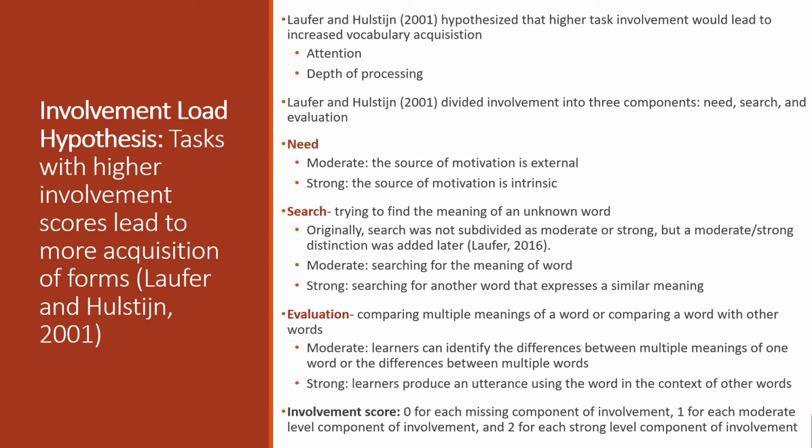a score of 0 is assigned for each missing component of involvement, and 1 for each moderate level of each component of involvement, and 2 for each strong level of involvement. So the score for need, search, and evaluation is added together to get a total involvement score. And if the hypothesis is correct, then higher levels of involvement would lead to more vocabulary acquisition.